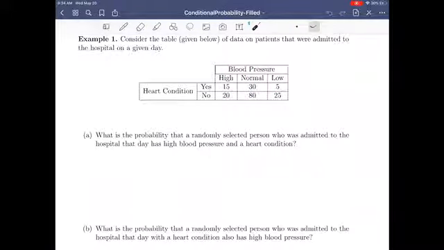So someone walks in the hospital, and you want to know how many people were there that did not have a heart condition, but did have high blood pressure. You would go no heart condition, so we're in this row. High blood pressure, so we're in this column, so it's going to be 20. Okay, so that's how we read from this table. Now let's try and answer some questions from it.